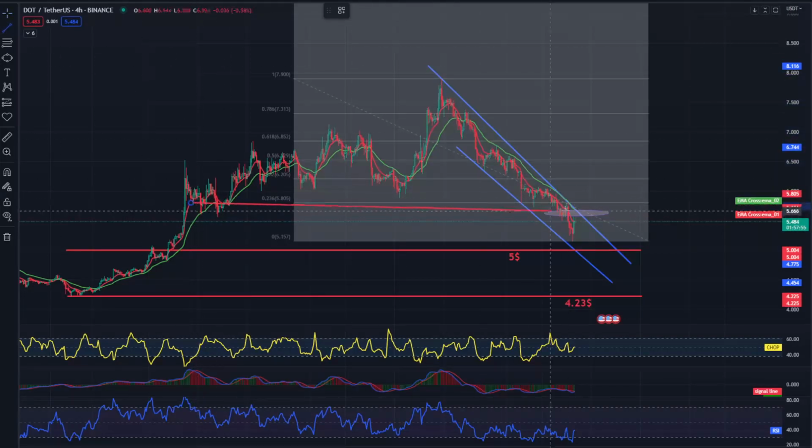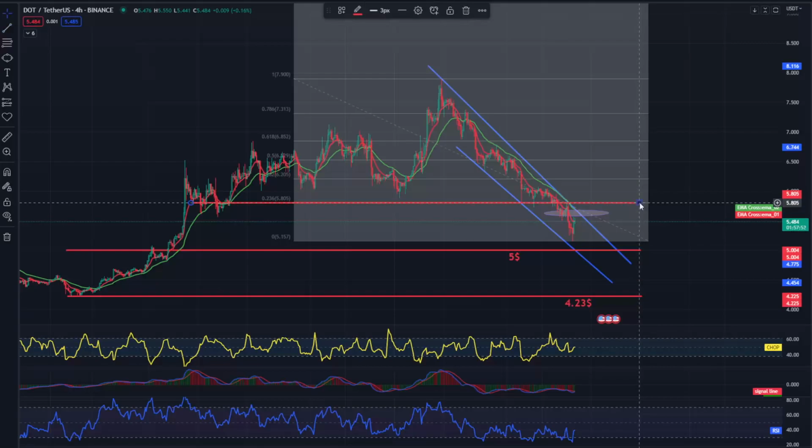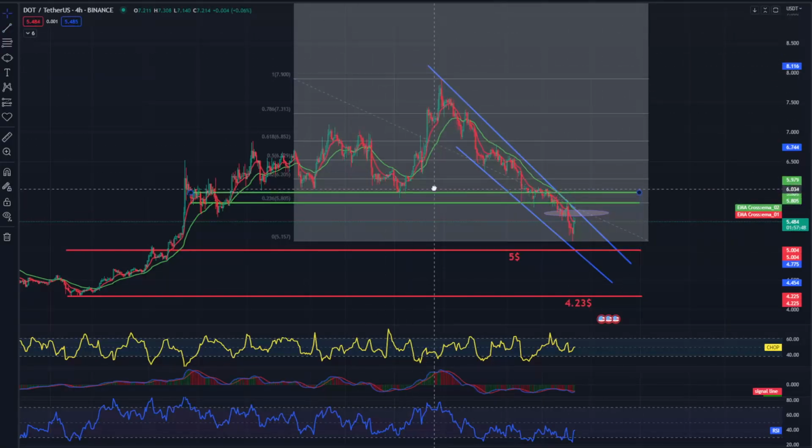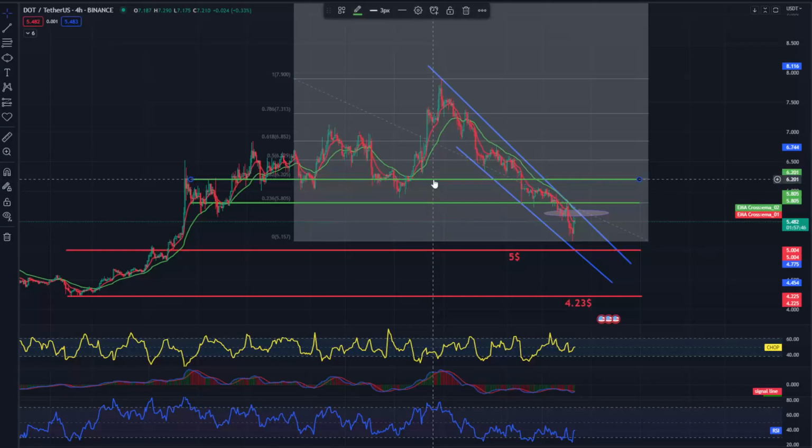Looking the other way, we see that the first resistance is at $5.81. When the price breaks it, the second resistance is at $6.20. The third is at $6.52, and the fourth is at $6.85.